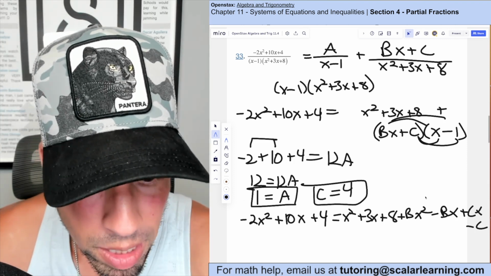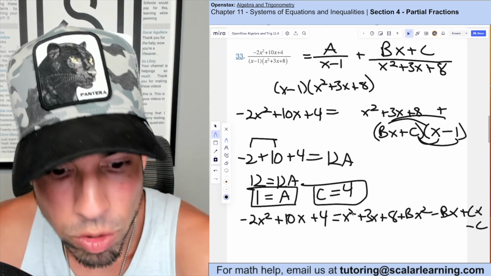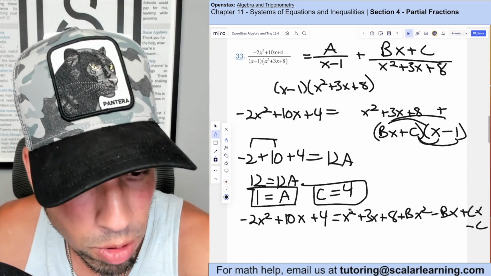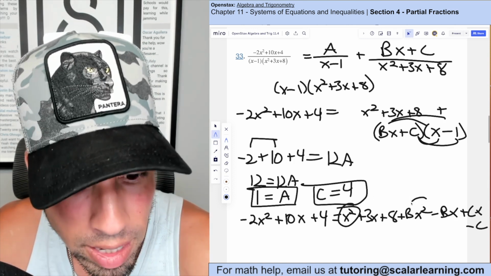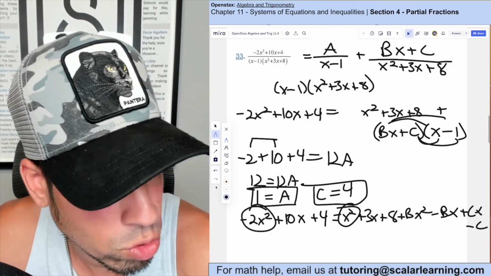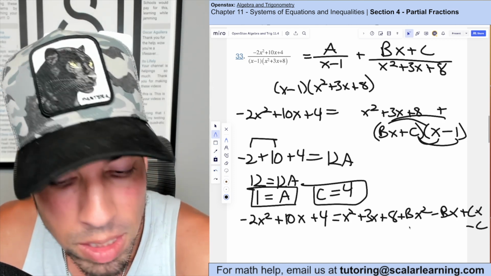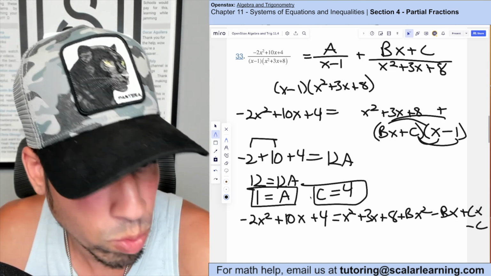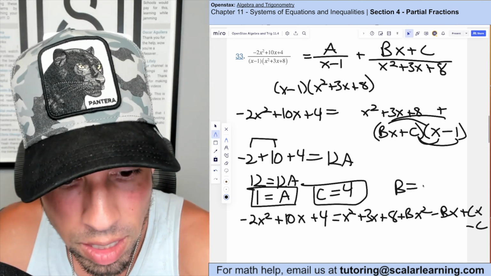Now let's figure out what b is, and we can do that from the x squareds. You could do it multiple ways, but the x squareds are perfect. We have 1x squared and a bx squared, and those two combined should give us a negative 2x squared. What does that mean? That means b must be negative 3. Negative 3 plus 1 is negative 2. So b is negative 3.